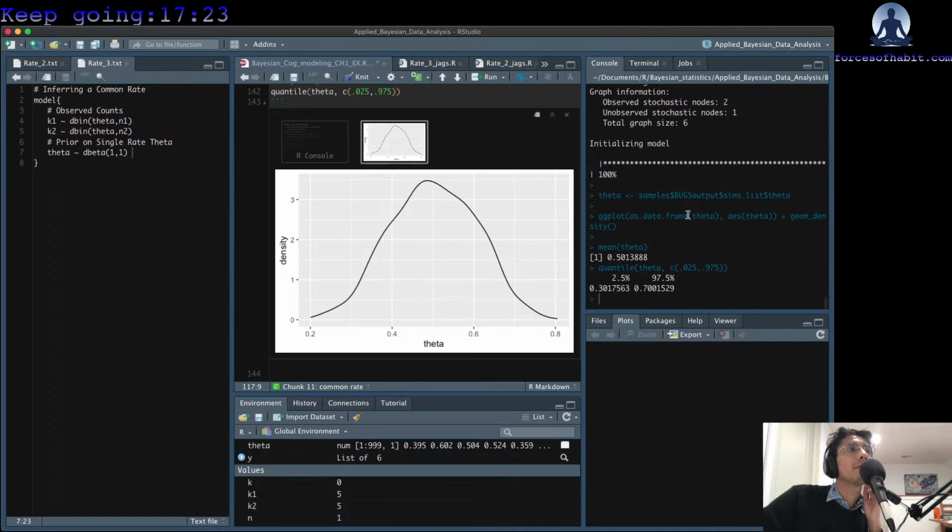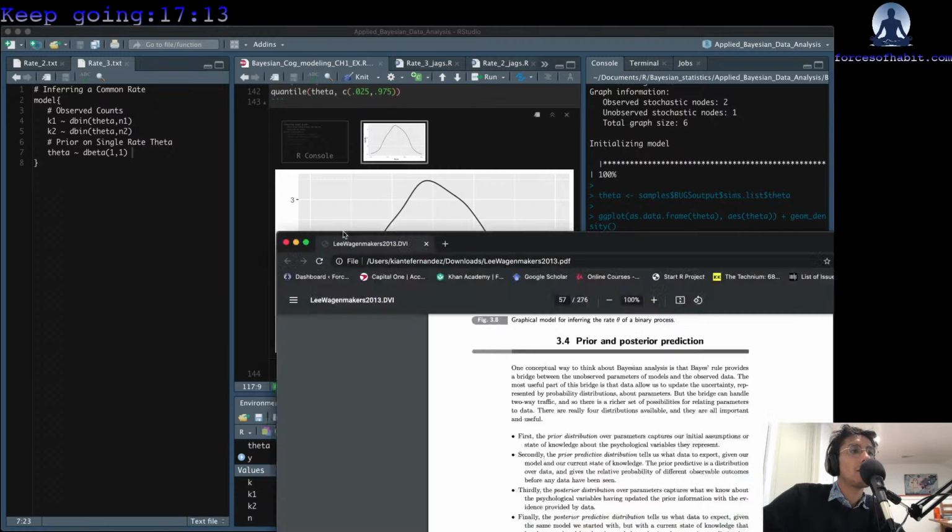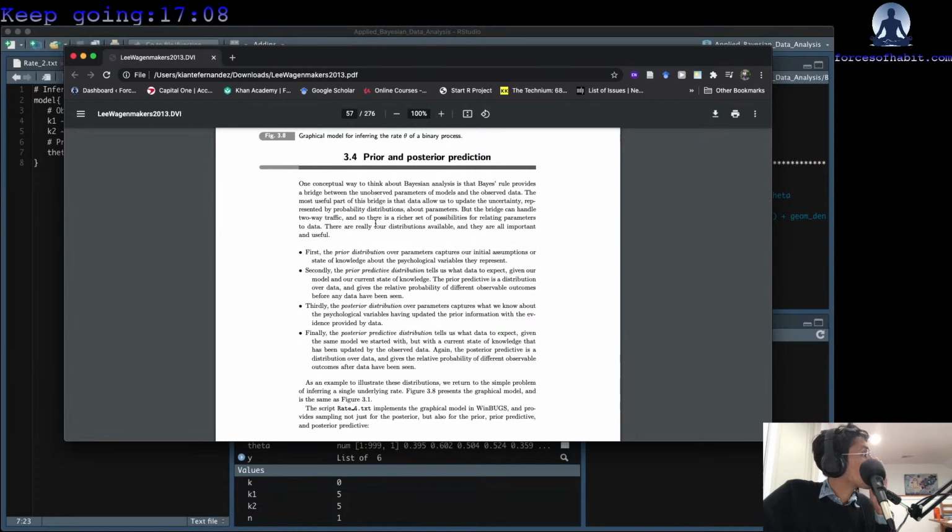Cool. Alright. So this is a pretty good first day. We didn't get through chapter 3, but we got through a couple exercises. So we're in prior plus theory prediction. I think we made a lot of good progress for the first day here.